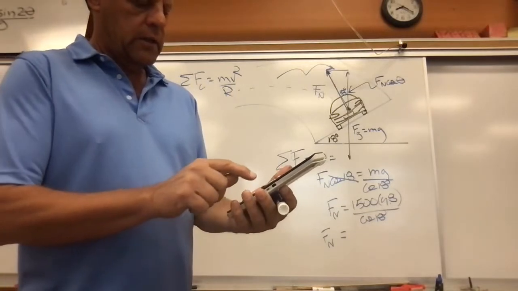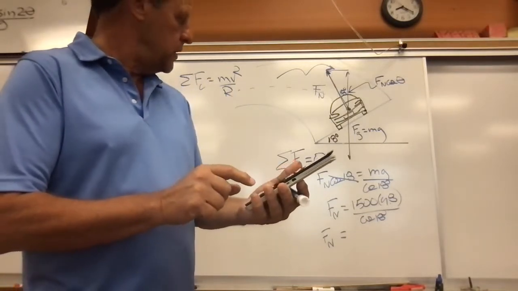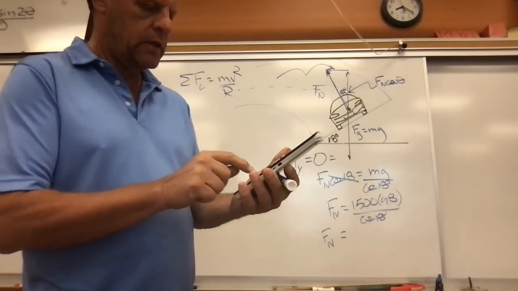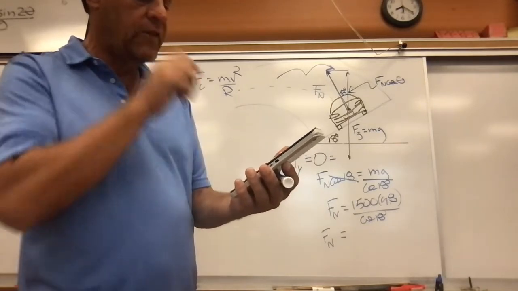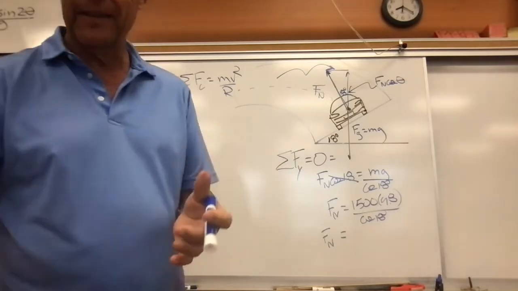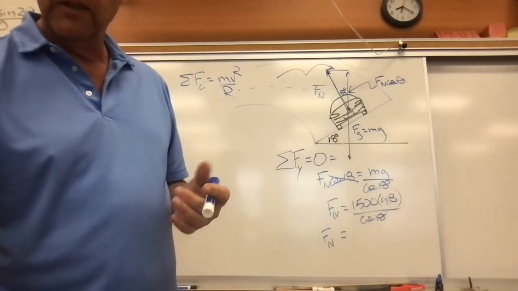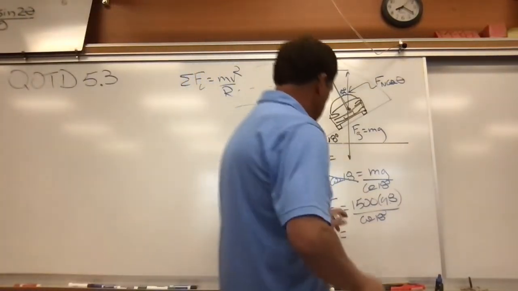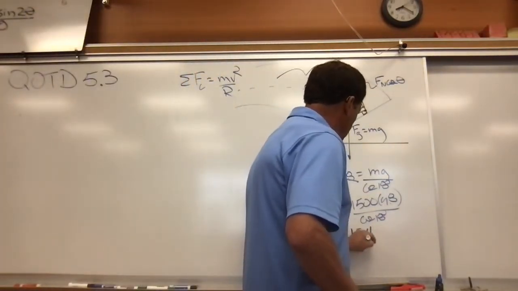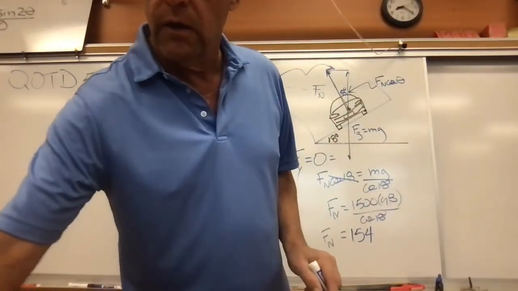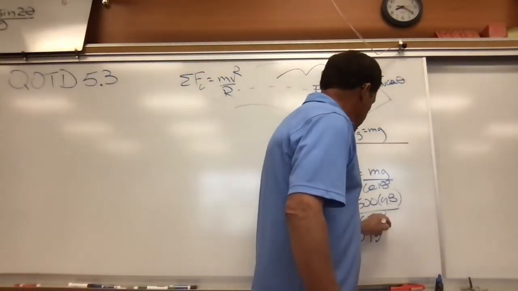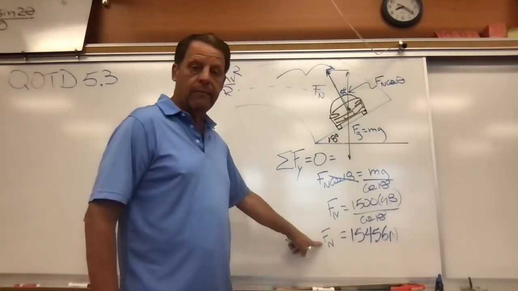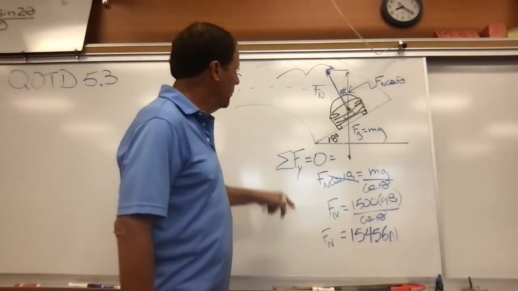We've got 1,500 times 9.8 divided by the cosine of 18 degrees, and we get 15,456 newtons. We could certainly round that, but we'll keep that for now. So now we know what our normal force is.